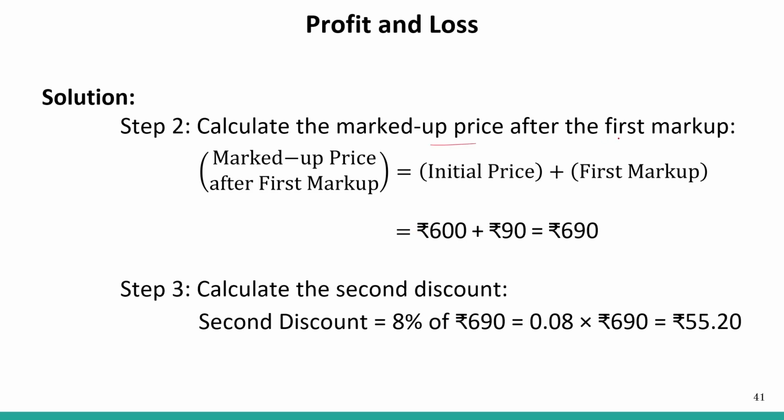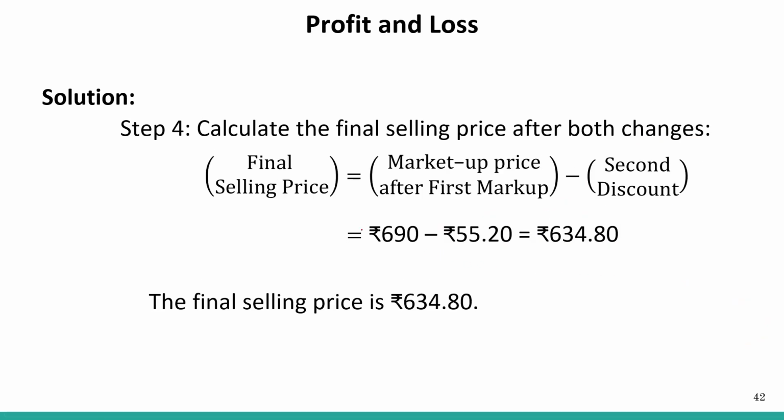So calculating the marked up price after the first markup. So marked up price after first markup is equal to initial price plus first markup. Okay, the amount that was increased. So 600 plus 90 rupees is equal to 690 rupees. So calculating the second discount. The second discount will be what? 8% of 690. So 0.08 into 690 is equal to, it comes out to be 55.20. Okay, so the final selling price is marked up price after first markup minus second discount. Okay, or first discount you can say, because the discount actually hasn't been done here for the first time. Okay, so this is equal to 690 minus 55.20. So 634.80. So the final selling price is this.